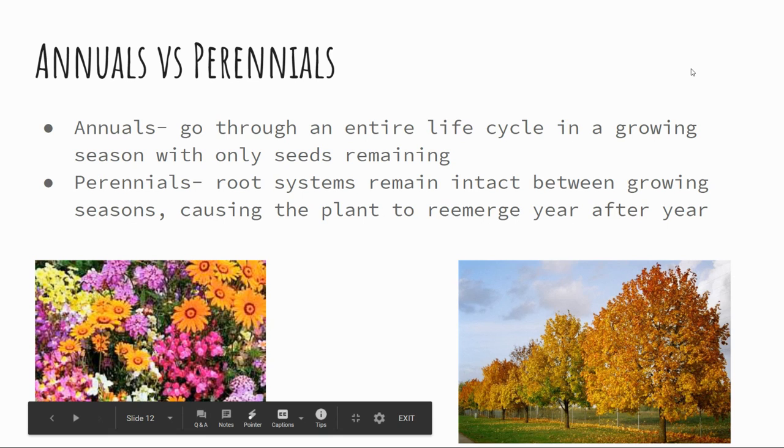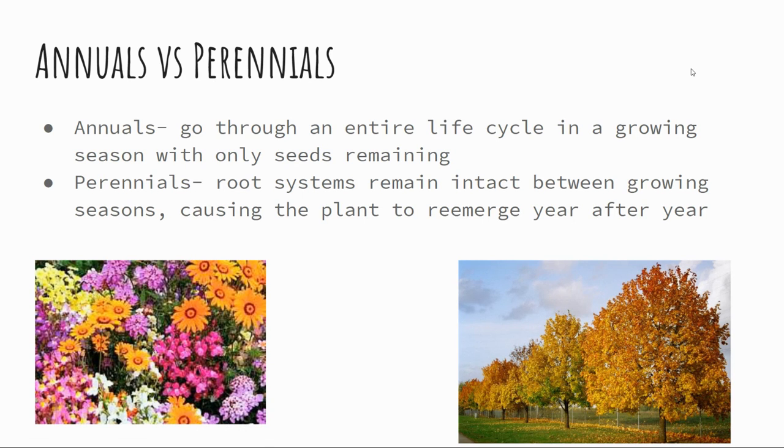Annuals versus perennials. So annuals go through an entire life cycle in a single growing season with only seeds remaining. They do not come back year after year. So you have annuals, and sometimes you have some biannual plants, which means it'll take them two growing seasons to produce their seeds. Your perennials, however, the root systems remain intact between growing seasons, causing the plant to reemerge year after year as long as that root system is not damaged. If that root system is damaged, that plant will not come back.